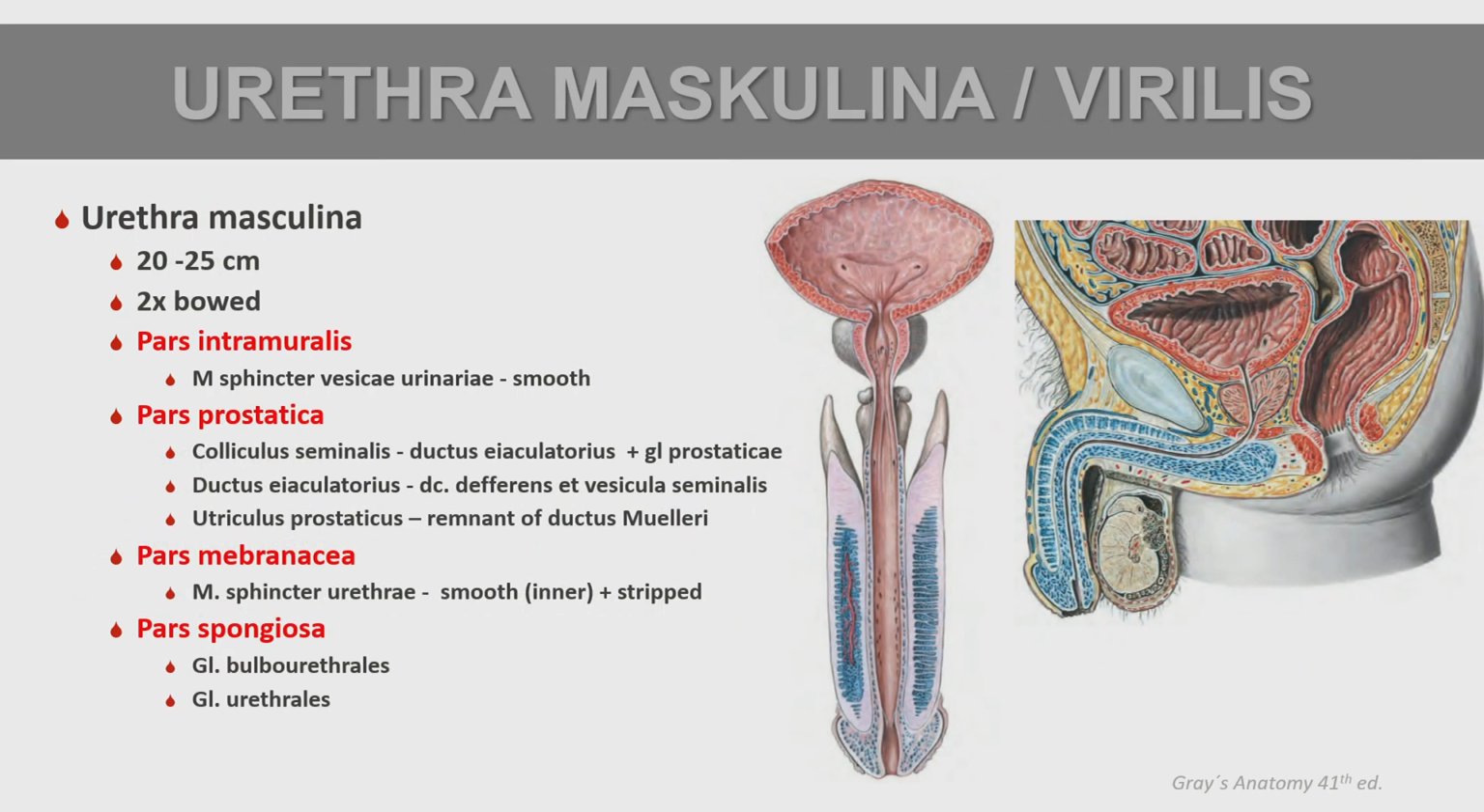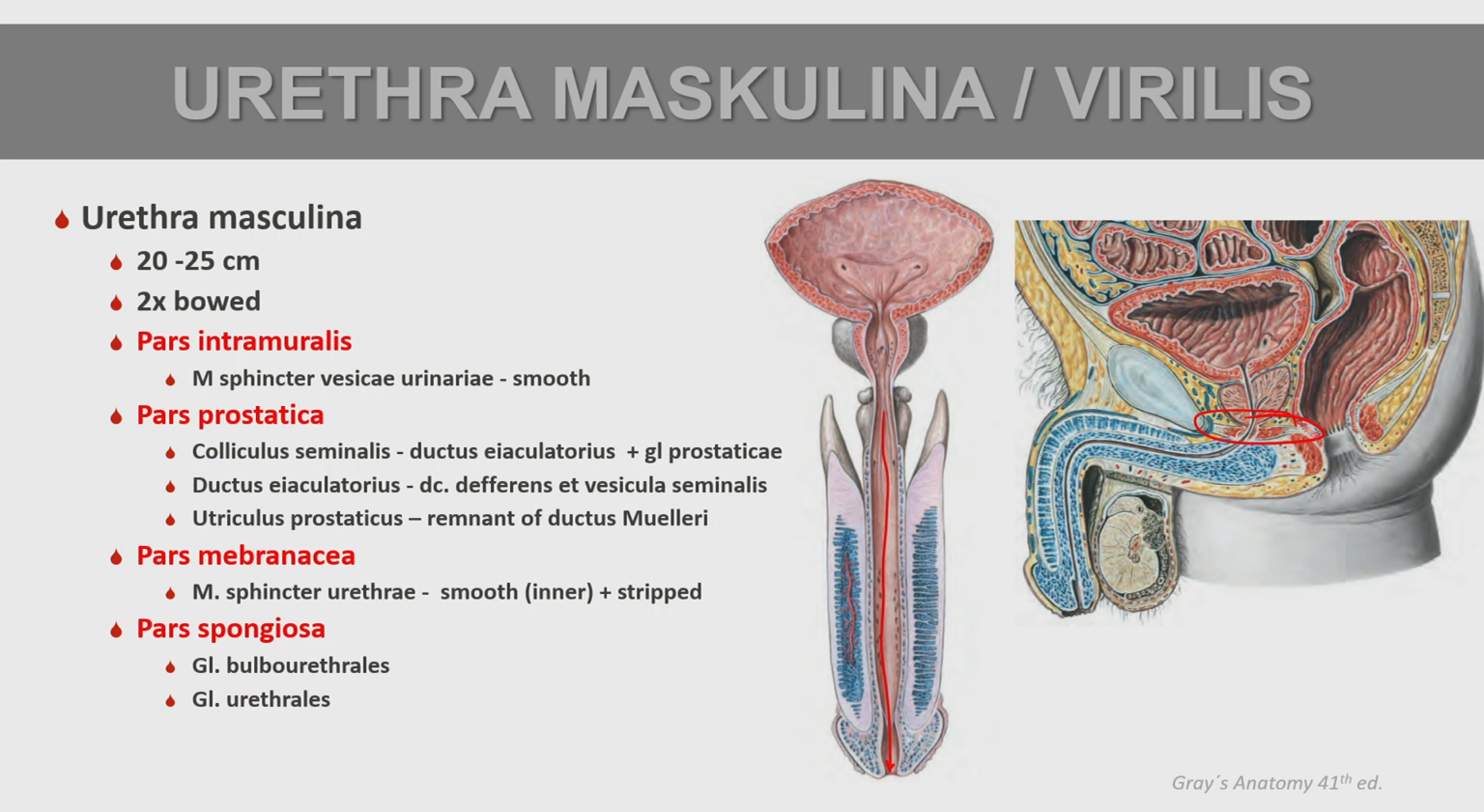In a male, the urethra is 20 to 25 centimeters long. It's twice as long, and it has 4 parts: intramural, so crossing the wall of the bladder, then prostatic part, then membranous, which is in the diaphragm of the perineum, and then spongiosa, because it is going through the spongy body of the penis, and then there we have some entrances.